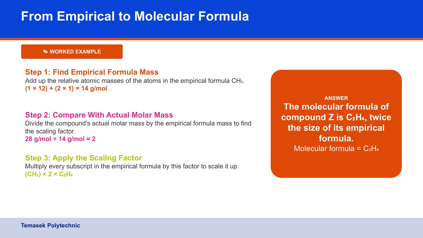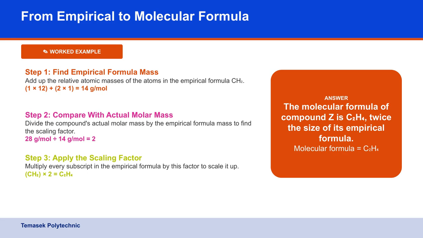Here's your chance to attempt this before I walk you through it. Pause now and see if you can convert the empirical formula to the molecular formula on your own. So we have compound Z with an empirical formula of CH2 and an actual molar mass of 28 grams per mole. Let us walk through this together.